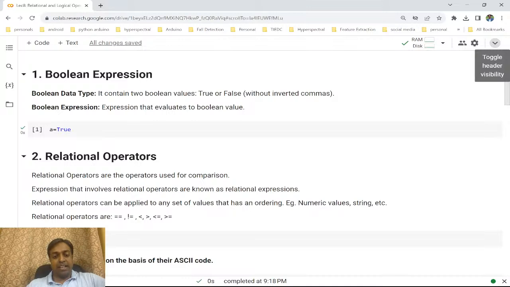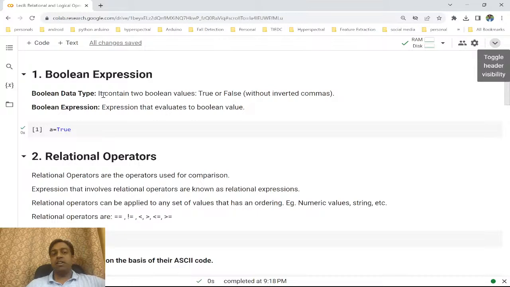First of all, we are going to discuss Boolean expressions, what Boolean expressions are, and what Boolean data types are. Then I am going to discuss the relational operators and the logical operators, and how these operators are used to ask questions, right? So first of all, Boolean data types.